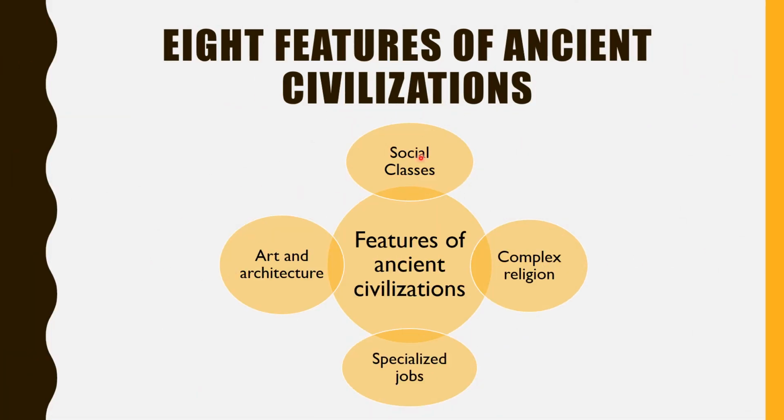They also looked at social classes, if the society was organized based on social classes, with persons having positions based on their responsibilities in the society, if they had a complex religion, if there were specialized jobs in the society, and if their society featured art and architecture, monuments, drawings.